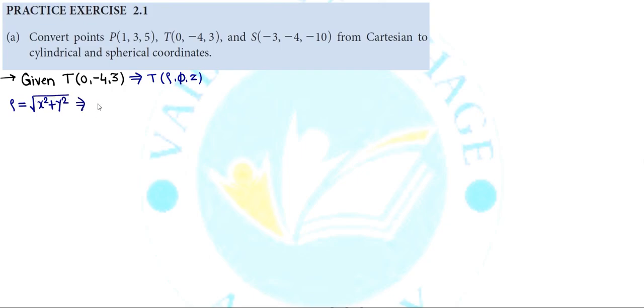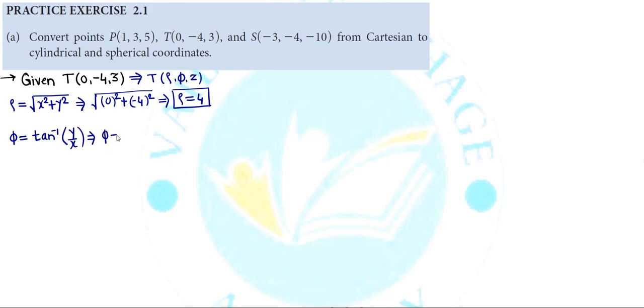Now, what is x over here? We have x to be 0 square and y coordinate to be -4 square. So what is the value of rho from this? We have rho equals 4. Now next we have phi. What is the phi value? Phi is nothing but tan inverse of your y coordinate upon x coordinate. Phi is tan inverse of y by x.